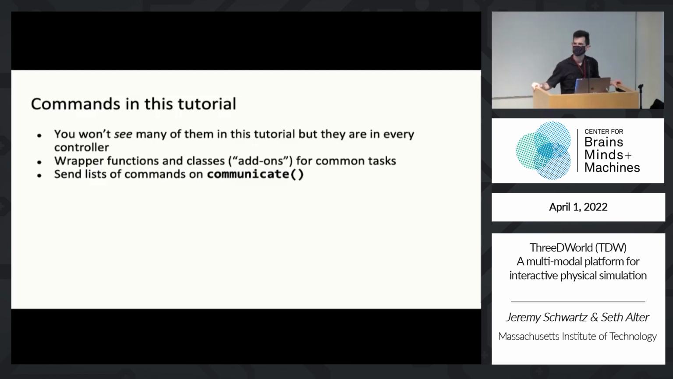So you're going to see a lot of these wrapper functions for the rest of the tutorial. You're also going to see what we call add-ons. Add-ons will automatically inject commands into the controller per frame. A useful example would be an image capture add-on, which automatically requests images and then saves them out every single frame. It's just stuff that is a pain to set up yourself, so we've just done it.